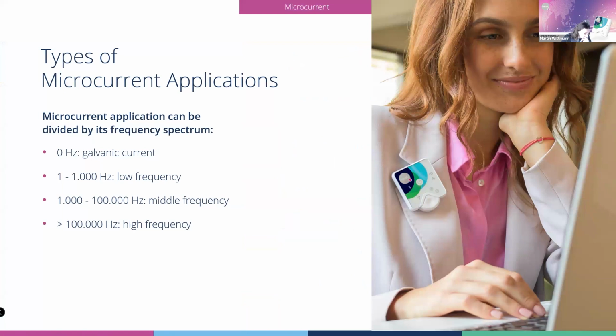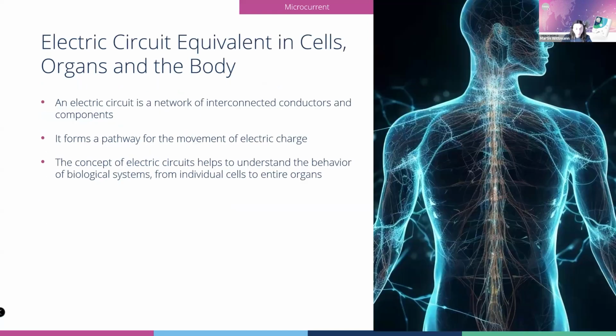So what types of currents or applications do we have? We have the galvanic current, which is 0 hertz. It's direct current basically. Then you have low frequency up to 1000 hertz, then middle frequency up to 100,000 hertz, and then high frequency higher than 100,000 hertz. So we are using the whole spectrum when we're using Healy, of course.